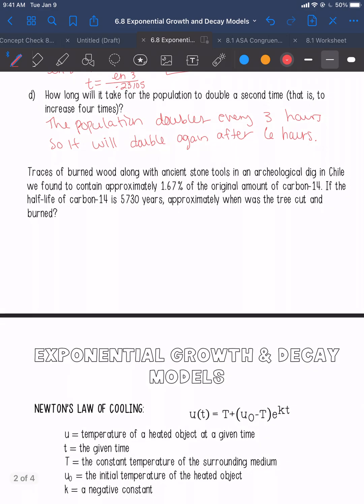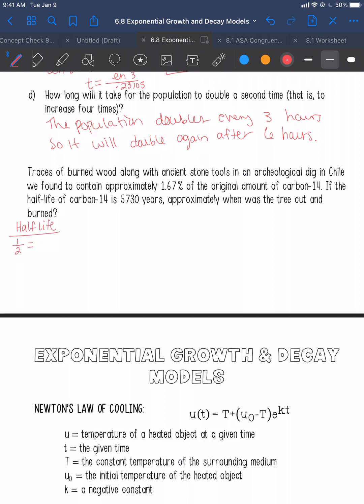Traces of burned wood along with ancient snow tools in an archaeological dig in Chile were found to contain approximately 1.67% of the original amount of carbon-14. If the half-life of carbon-14 is 5,730 years, approximately when was the tree cut and burned?